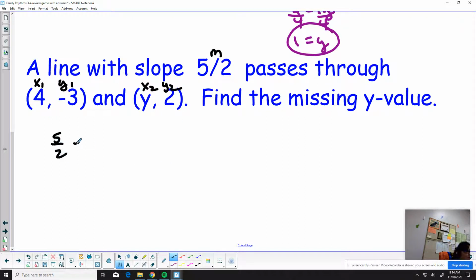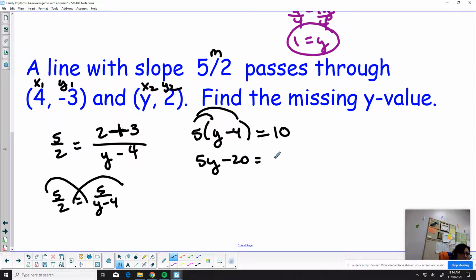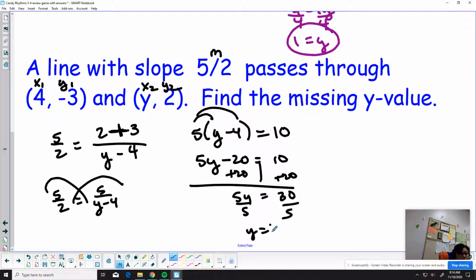So 5 halves equals 2 minus negative 3 over y minus 4. And I just got to clean it up because I've got a double symbol here. So 5 over 2 equals 5 over y minus 4. So now I'm just going to use my proportion skills. So 5 times y minus 4 equals 10. Then I got to distribute 5y minus 20. I'm adding 20 and dividing by 5. So y is 6. Okay, so I hope you got that right.